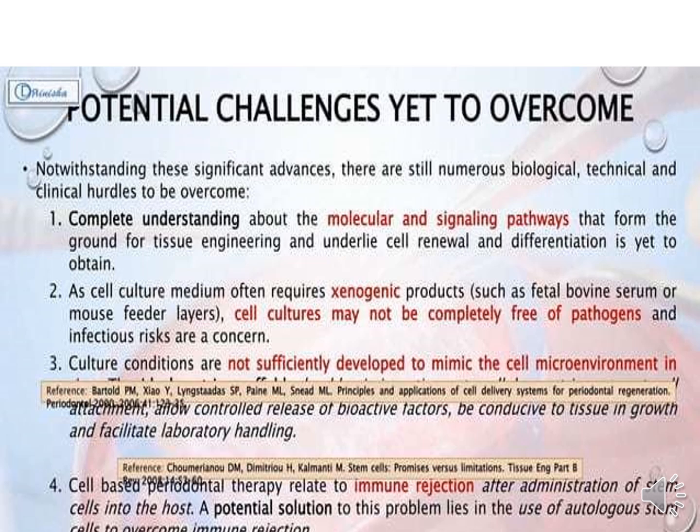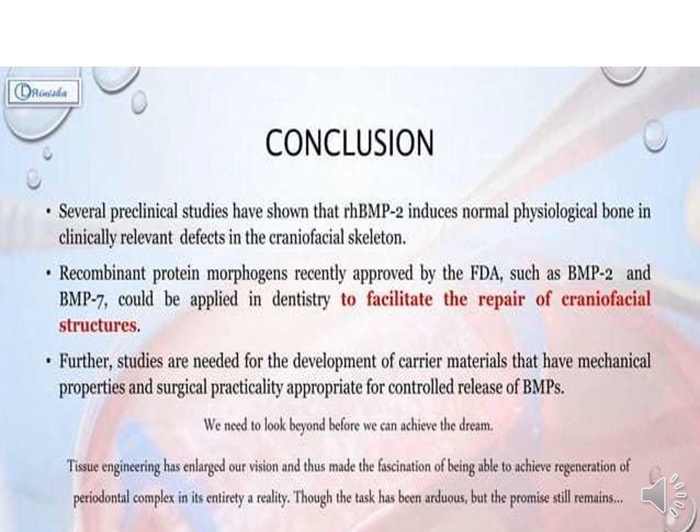As cell culture medium often requires xenogenic products, cell cultures may not be completely free of pathogens. Culture conditions are not sufficiently developed to mimic the cell microenvironment, and cell-based periodontal therapies lead to immune rejection after administration of cells into the host. A potential solution to this problem lies in the use of autologous stem cells to overcome the immune rejection.